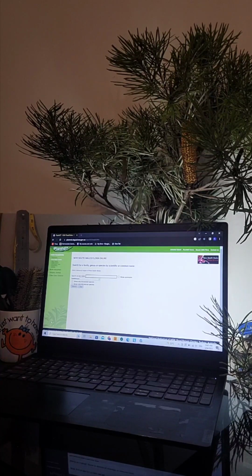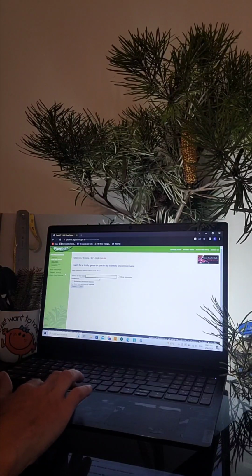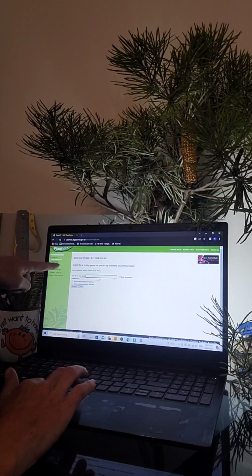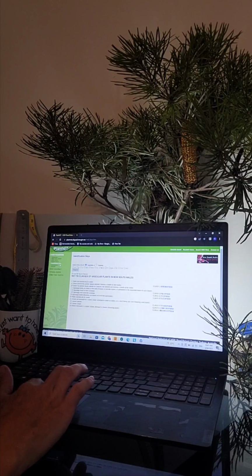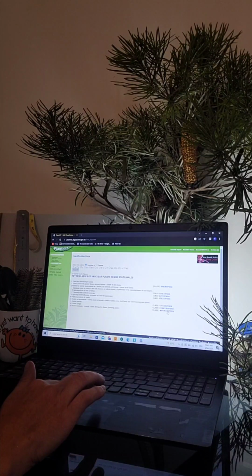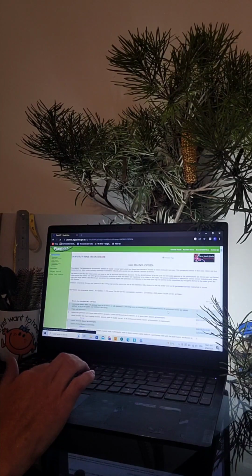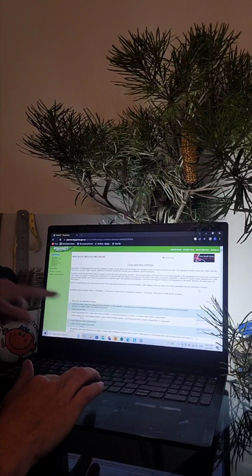All right, so once you get to this page, we go up here. If you can see up here, we go to identification keys and we click on that. Now we go all the way down and press on class 7 Magnoliopsida, which is all flowering plants, and we click on that. That even took me a while to get my head around. So here we go.